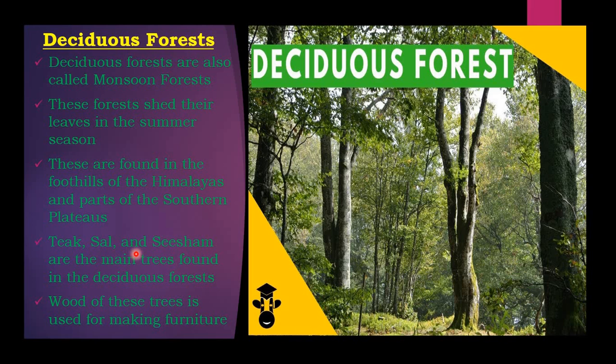Especially trees like these are what we call cash crops, which earn a lot of money. This teak, sal and sesame earn a lot of money because these are the strongest trees, and the timber is very strong and good. It doesn't spoil fast. Neither will white ants eat it. So these trees are very much in demand, and therefore they are used for making furniture.